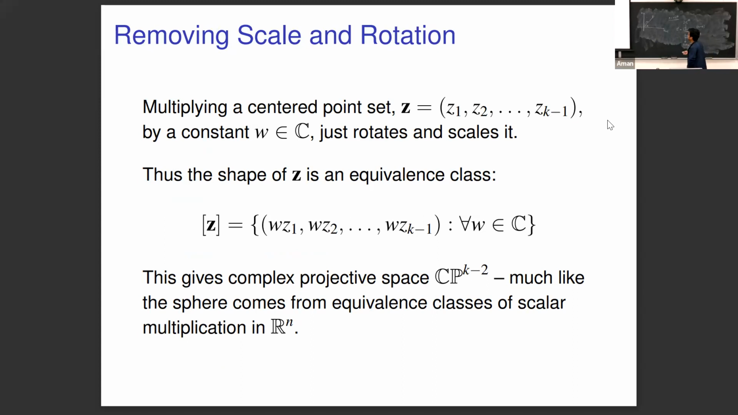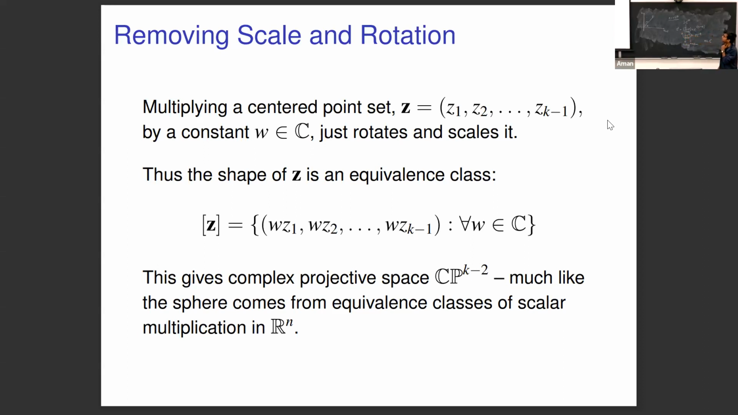Now we have seen that multiplying by a constant omega, which is just this, let's not say omega, it's w, something like this. If it's any omega in the complex plane, it will rotate and scale your original vector, right?